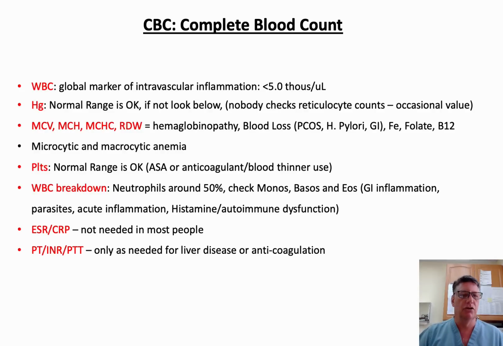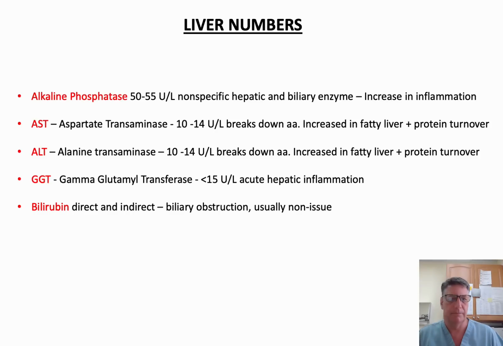I do not use ESR or CRP. I don't find them useful as a marker of inflammation. Oh, your ESR is high, oh, your CRP is high. Who cares? It's not telling me anything specific. I want numbers to tell me why they have the inflammation. And same thing with PT, PTT. I only really look at them for liver disease or anticoagulation, but I rarely test them except perioperatively.